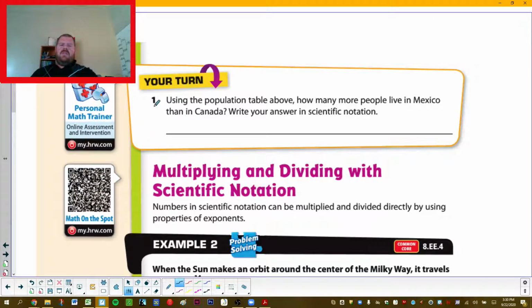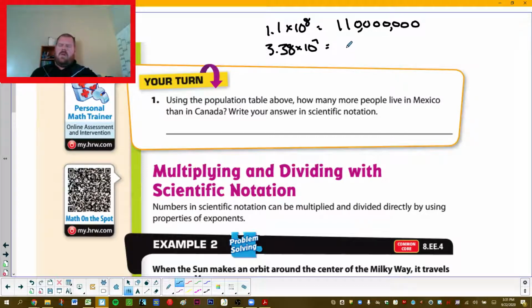Using the population table above, which is actually on the previous page, how many more people live in Mexico than in Canada? Mexico was my 1.1 times 10 to the 8th, and Canada was my 3.38 times 10 to the 7th. The easiest way to do this is to use that method 2. Let me count the places: 1, 2, 3, 4, 5, 6, 7.